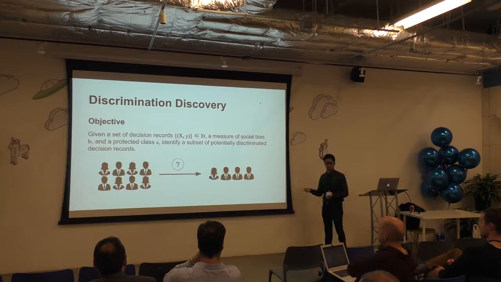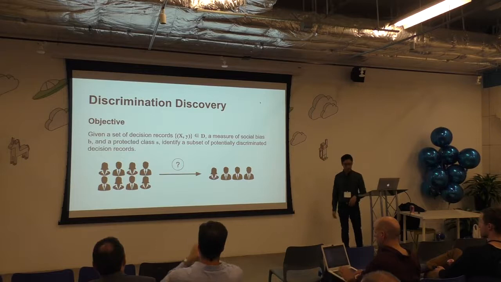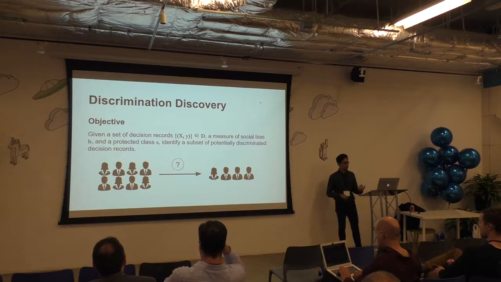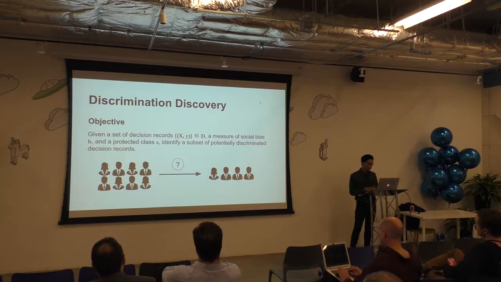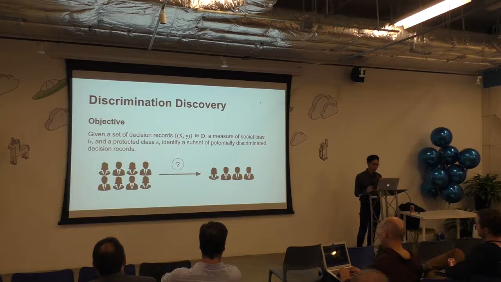So this cartoon at the bottom just says there are an equal number of men and women in, say, this hiring pool. There's some kind of unknown decision process that determines who gets hired or not, and then in the end, you get more men than women hired into, say, software engineering. So why is that? This is what is at the core of discrimination discovery: what are the related features, or what are some hypotheses about what's causing this?